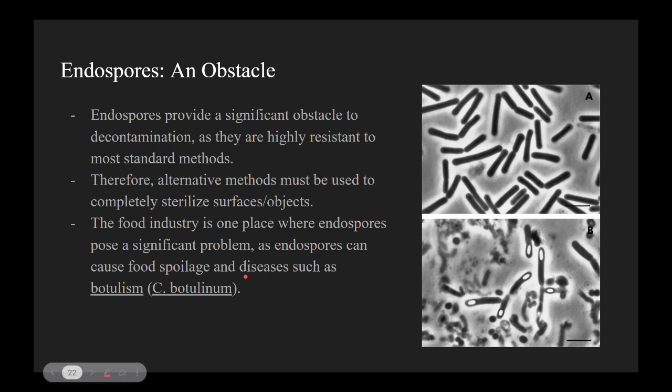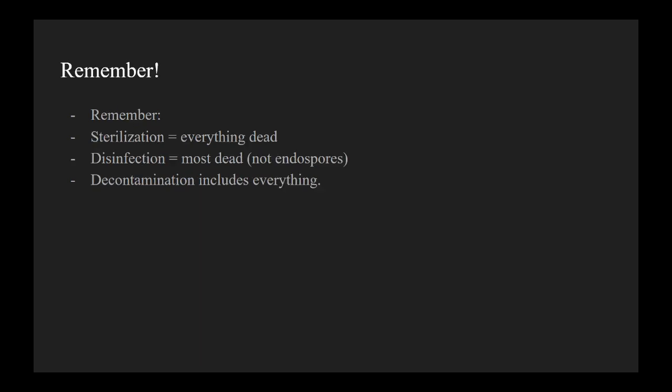And they can also cause diseases such as this guy here, Clostridium botulinum. So this is a bacterium that causes what's called botulism, if you guys have heard of it, right? This is a pretty common disease for babies, but you can also get it from canned food. So some of these bacteria, the endospores, produce toxins that can be very harmful when ingested.